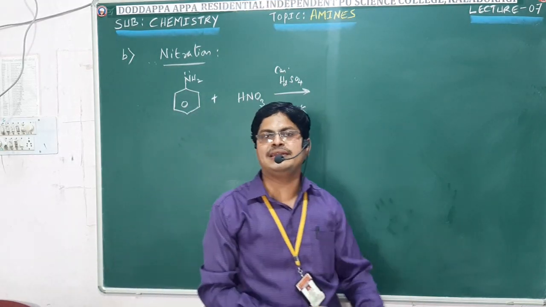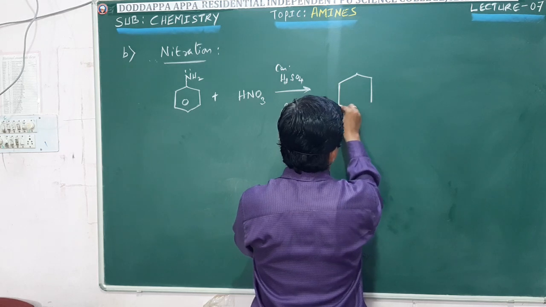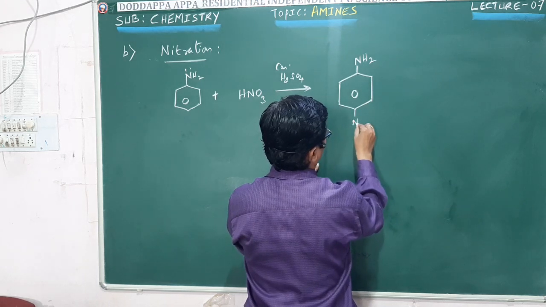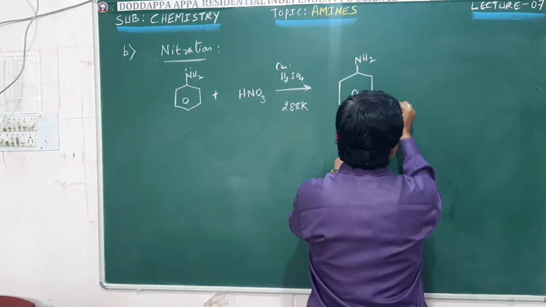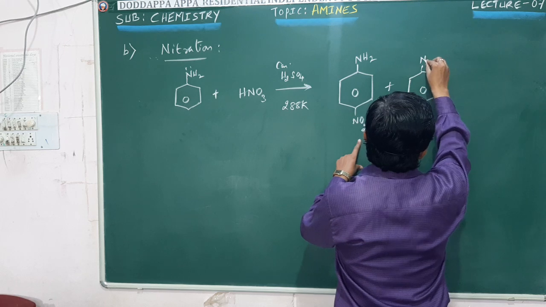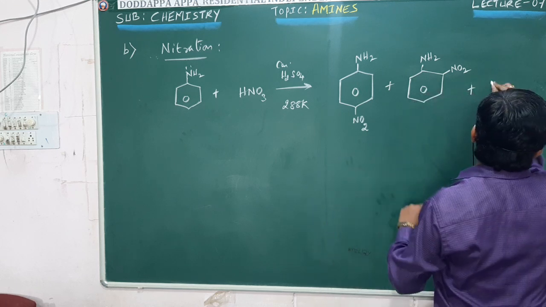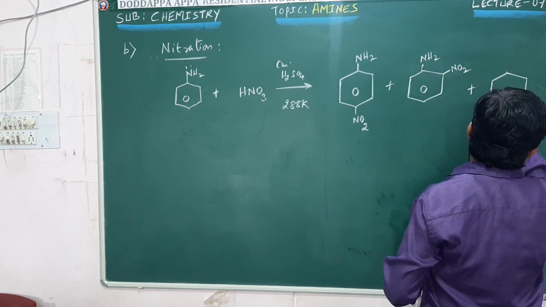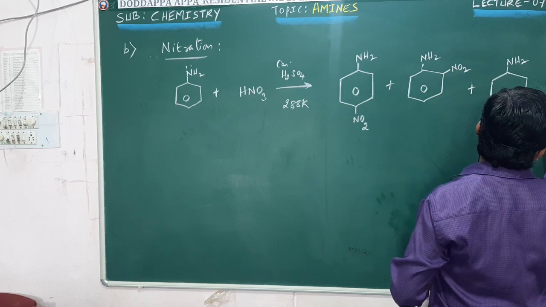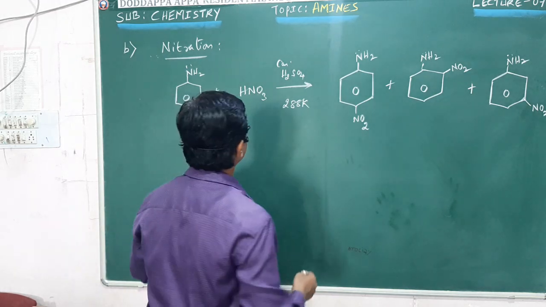orthonitroaniline, paranitroaniline, and metanitroaniline. That is, it gives paranitroaniline, where at the para position an NO2 group is added, plus orthonitroaniline, where at the ortho position an NO2 group is attached, plus metanitroaniline, where at the meta position an NO2 group will be attached. See, look at here.